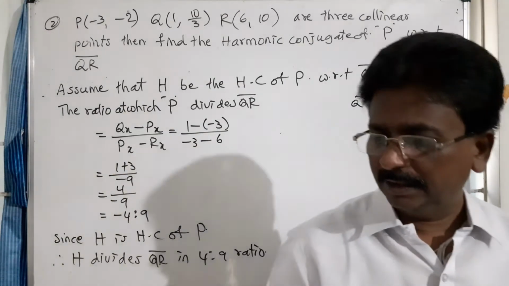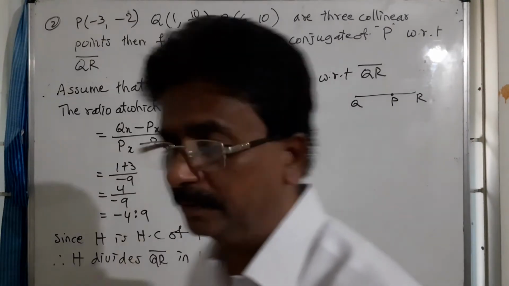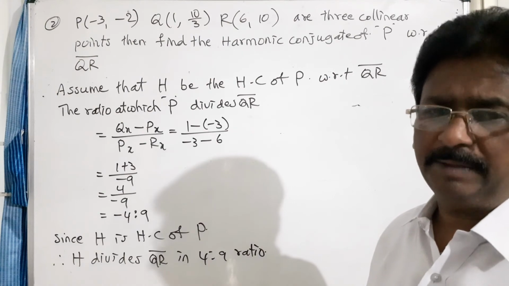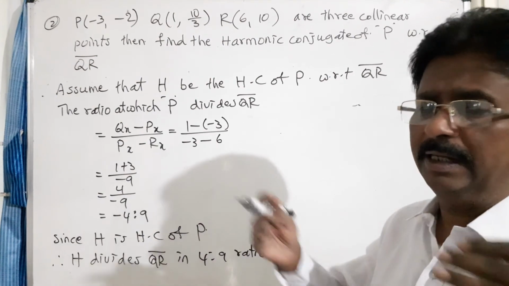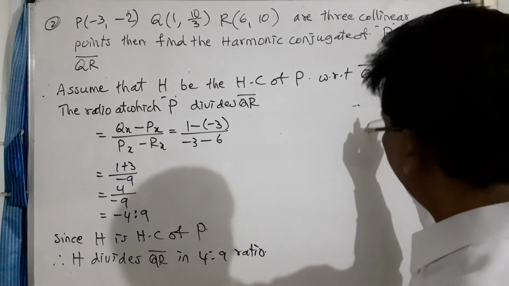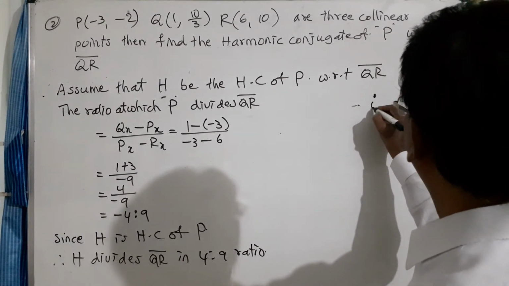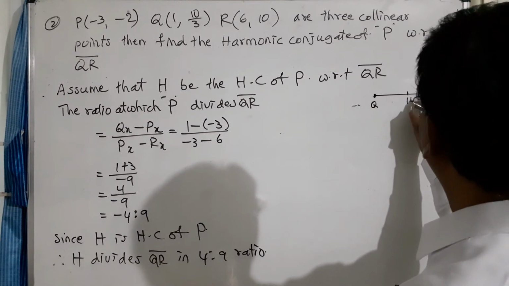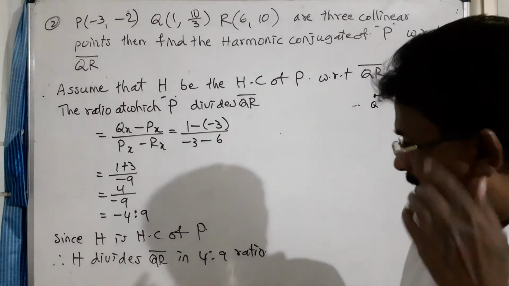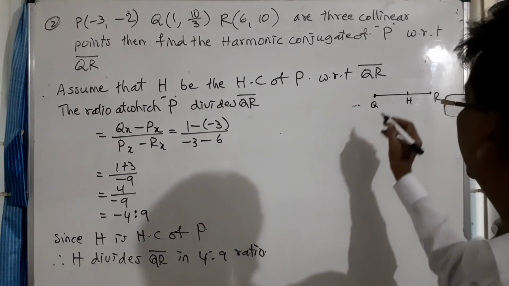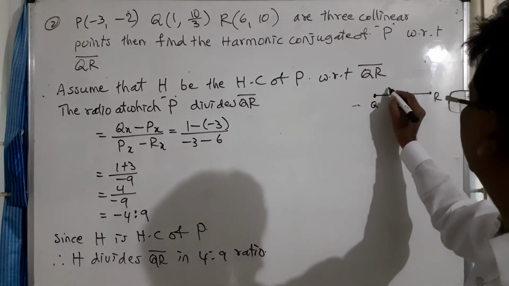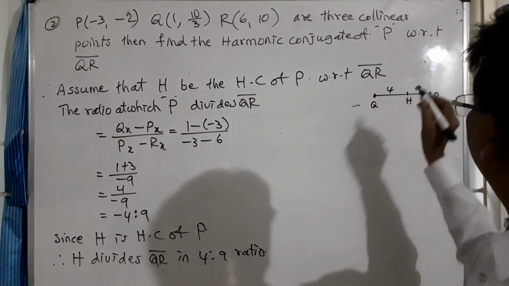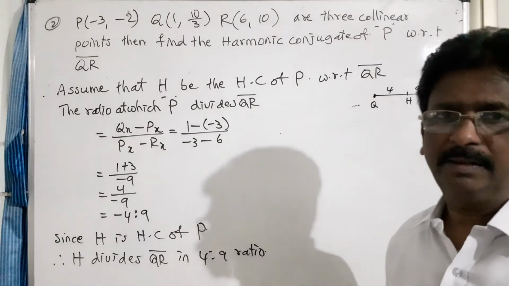Now let us write the H coordinates. Very simple. I will say one technique, a mechanical procedure. No need to learn the formula by heart. Now put here Q and R. Put H anywhere in between Q and R. What is the ratio? 4, that is QH length 4 units. Next 9, HR length is 9 units. That is the meaning of the ratio.